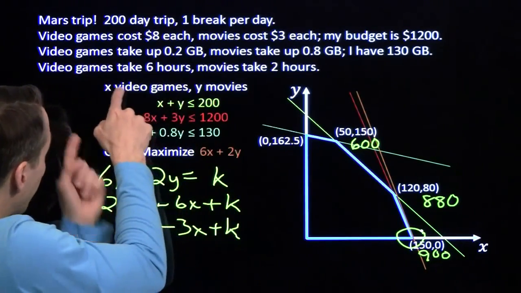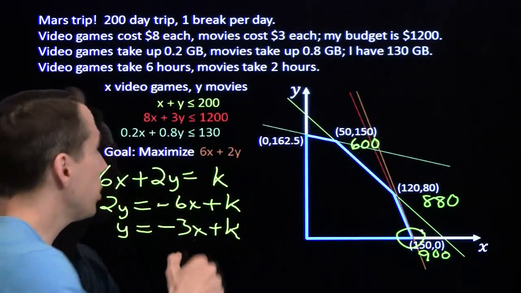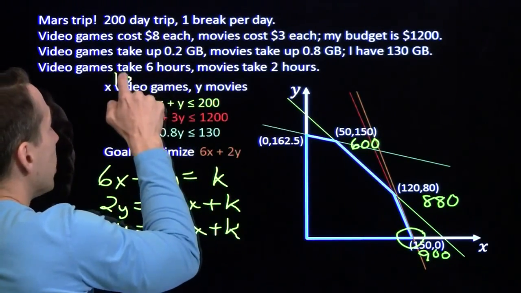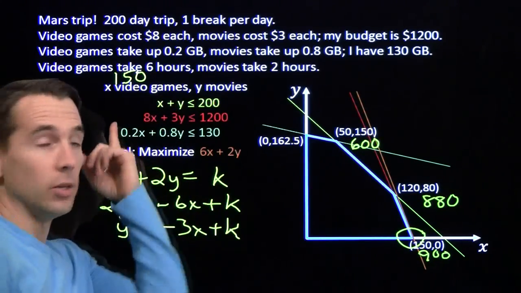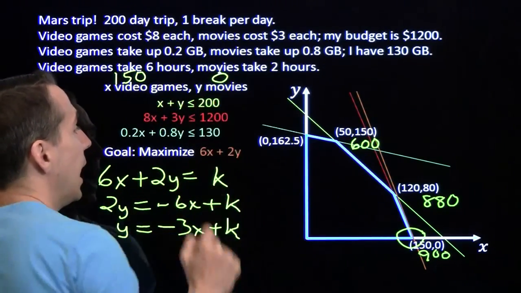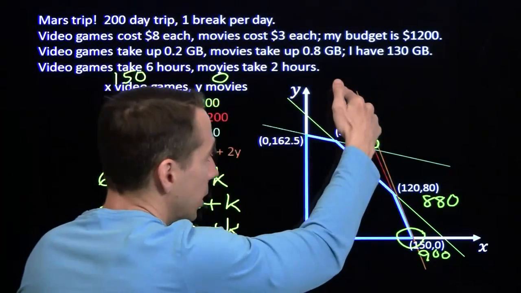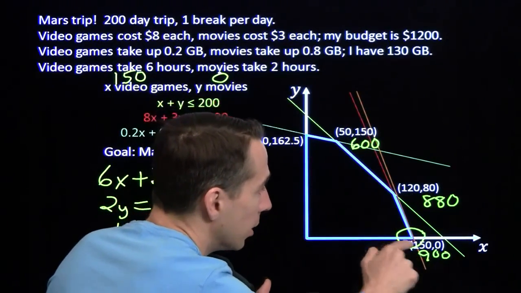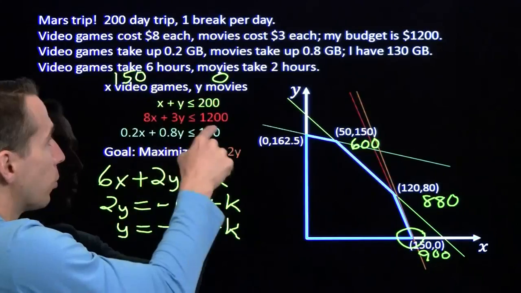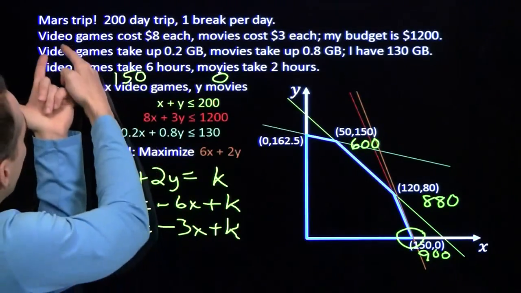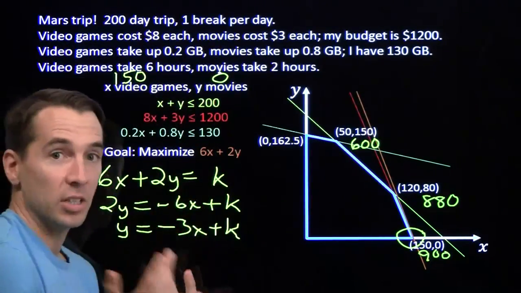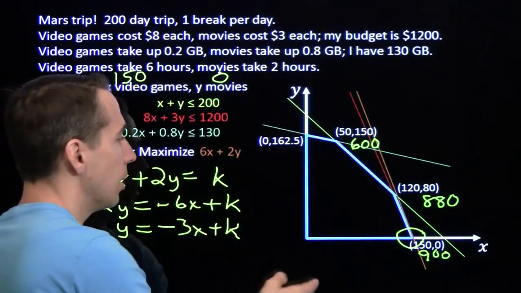So for this setup, when the video games take 6 hours, when we have really good video games, we want to go ahead and get 150 of the video games, and we're not going to be able to get any movies at all because we're restricted. And we can see which restriction restricts us right here. Which one ties us up is this red line. We're at the boundary of the red line, so it's the money restriction that prevents us from being able to get more movies or more video games.